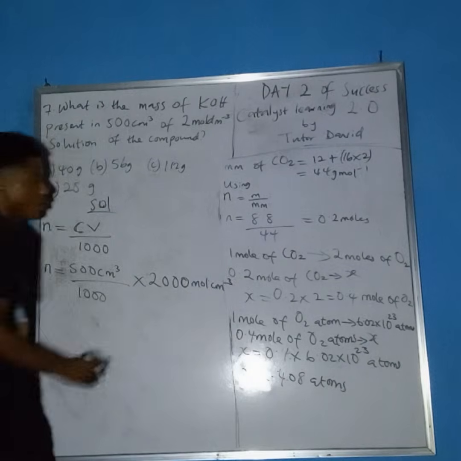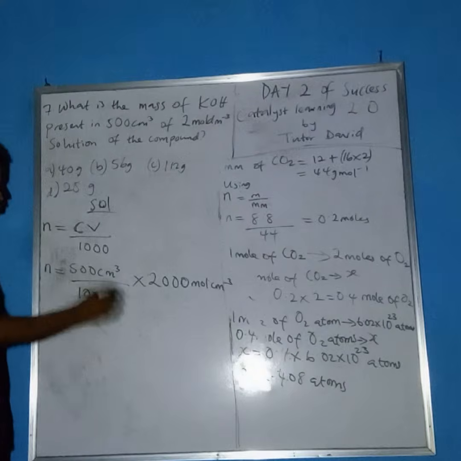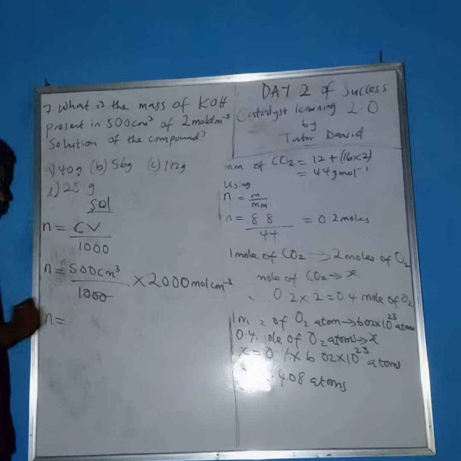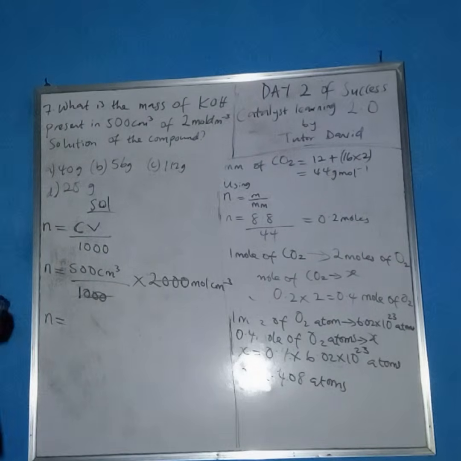Why did we do that? Because 1,000 centimeter cube makes up 1 dm cube. So we have to convert. By doing that, this is very easy. So when we cross multiply, we have n is equal to what? 0.1 mole. Yes, this should not be 0.1. Let's be sure. So that's now 500 cm cube divided by 1,000, times, let's just say this 0 cancels this 0. This is now what? 500 cm, okay, yes.